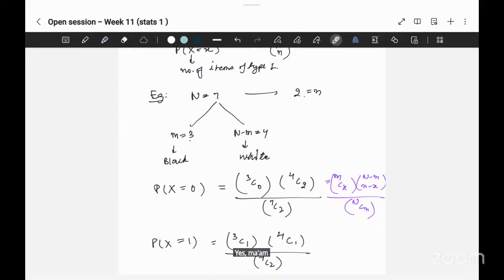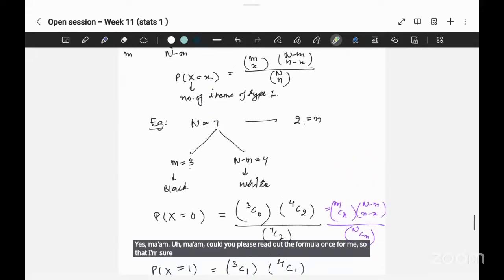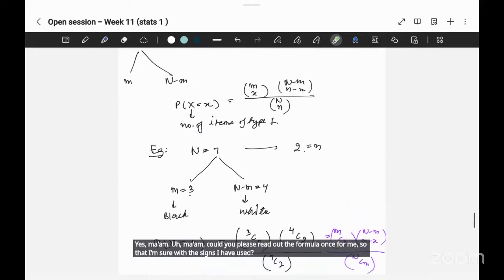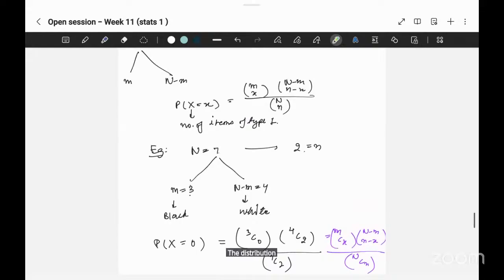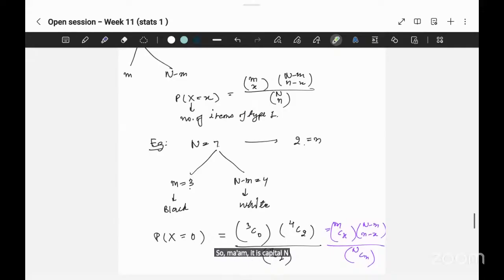Ma'am, could you please read out the formula once so that I'm sure with the signs I have used? The hypergeometric distribution one. It is M C x, N minus M C small n minus x, divided by capital N C small n. So it is capital N minus M and small n minus x, and afterwards it's capital N C small n, right? Yes, correct. Okay, thank you.